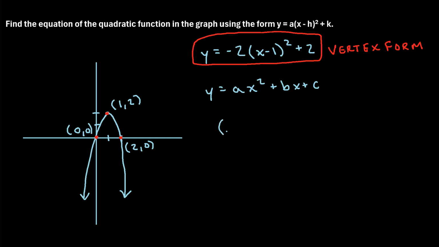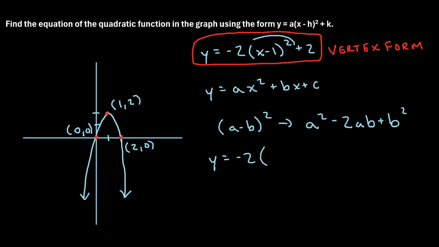If you have some expression like (a minus b) squared, when you expand this out, that is equal to a squared minus 2ab plus b squared. So we can rewrite this as y is equal to negative 2 times this expression, which becomes x squared minus 2x plus 1, because negative 1 squared is just a plus 1. And then we still have this plus 2 at the end.